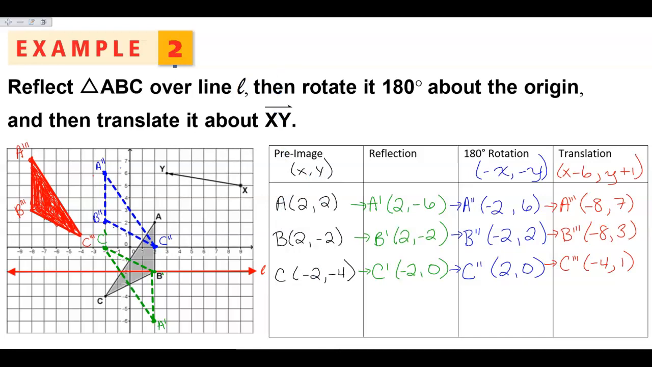Now, I want to show you again with this translation. I did that backwards. If we copy this, you'll notice A double prime to A triple prime, okay? Back 6, up 1. I can run this down the whole side and move it all along, and all the points are going to match up, okay, with this vector.